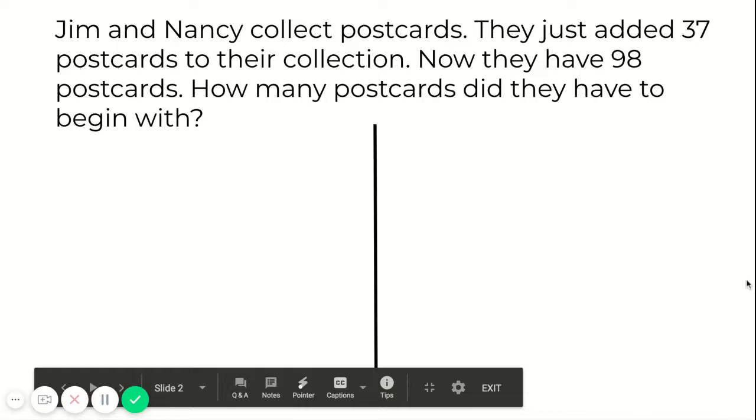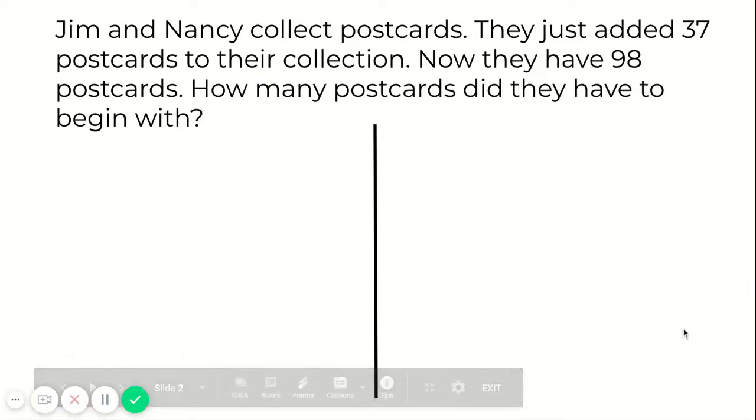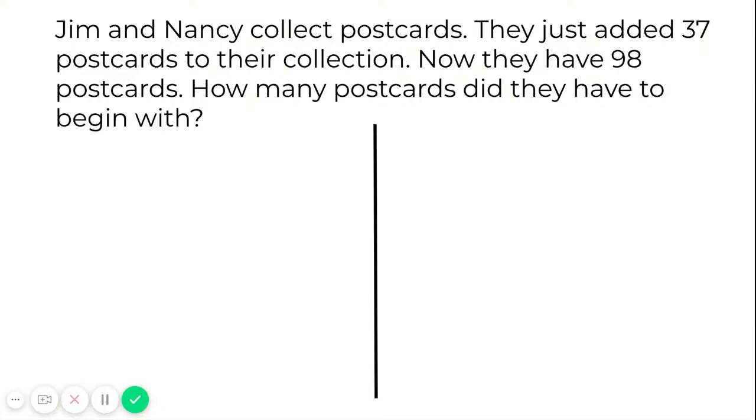So here's the first problem we're going to solve together. Jim and Nancy collect postcards. They just added 37 postcards to their collection. Now they have 98 postcards. How many postcards did they have to begin with?